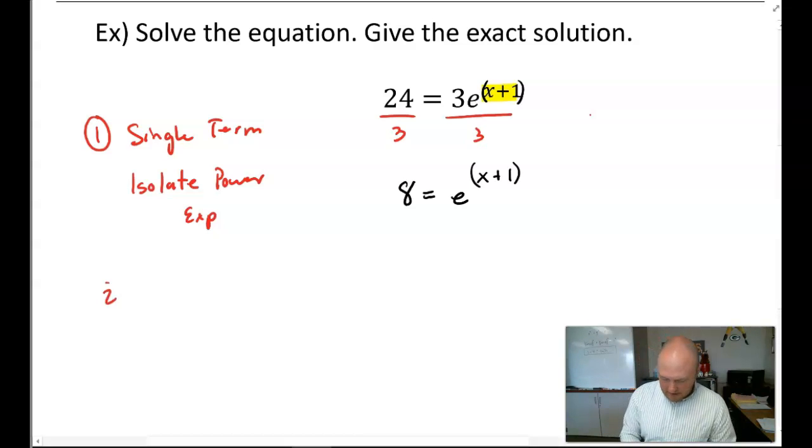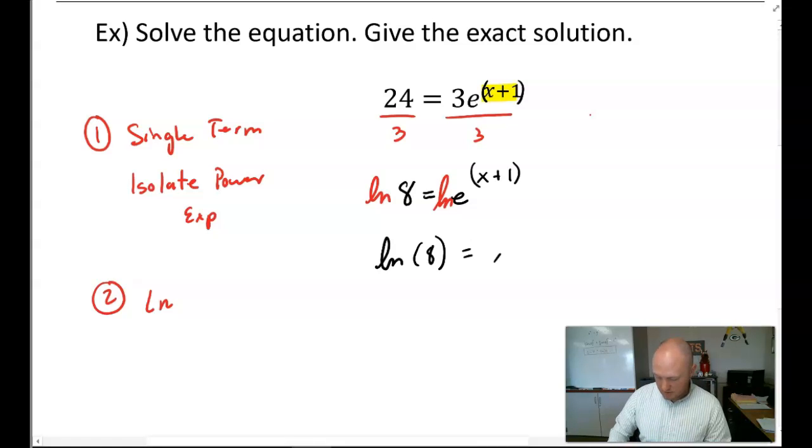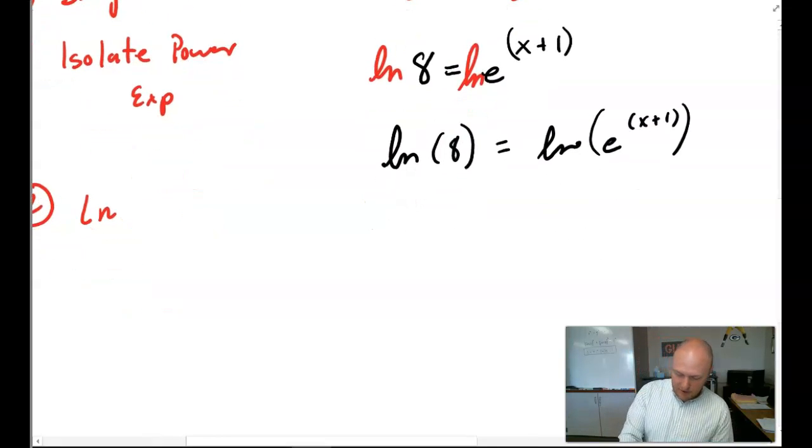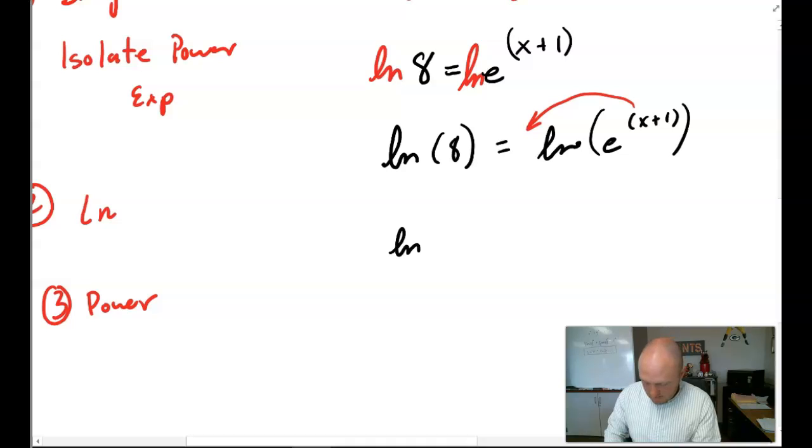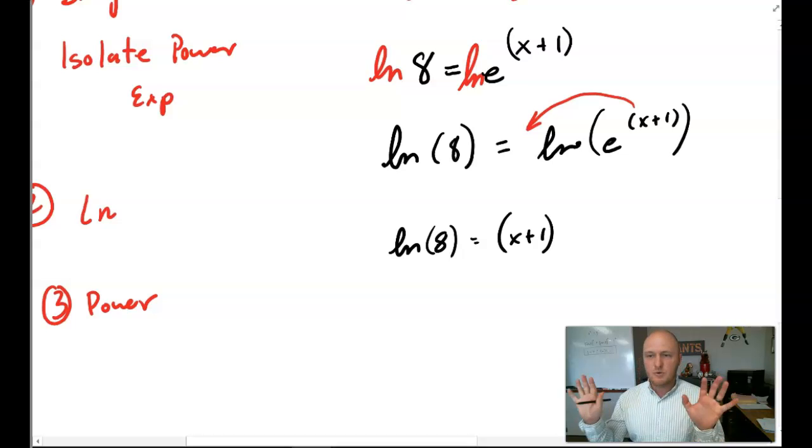Okay, step number 2, after I have a single term, I'm going to take the natural log of each side. So natural log of 8, natural log of e to the power of x plus 1. And I get the natural log of 8 is equal to the natural log of e to the power of x plus 1. And then step 3, I'm going to use my power property. If you do step 2 and 3 at the same time, that's fine. So x plus 1 comes out in front. So I have natural log of 8 is equal to x plus 1. I'm going to leave the x plus 1 in parentheses.